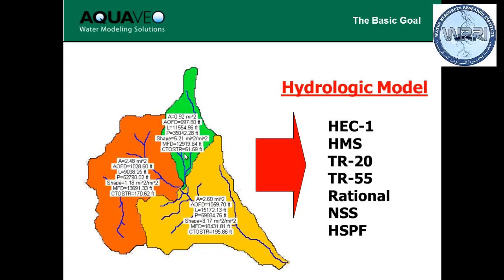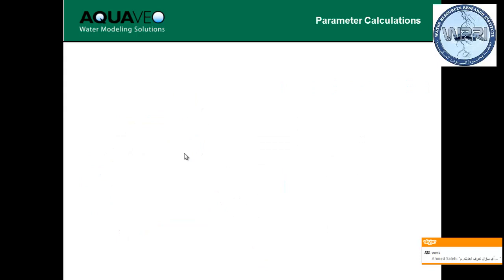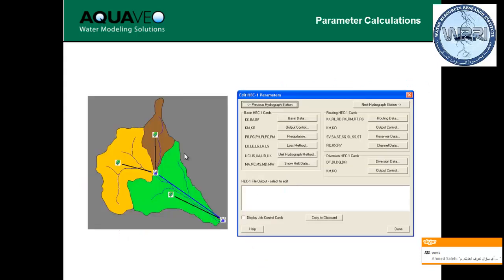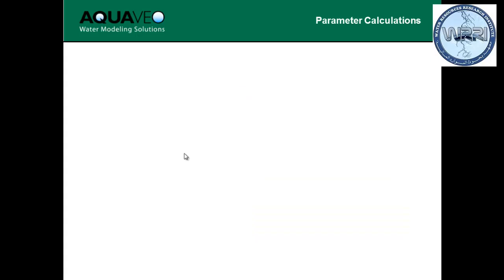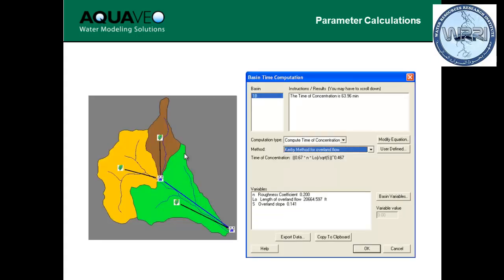The lumped parameter models you see here that you can run from WMS are HEC-1, HMS, something called TR-20, TR-55, the rational method, NSS, and HSPF. Those are some of the hydrologic models. Those are all lumped parameter models. So WMS computes hydrologic information, and it also computes geometric and hydrologic information.